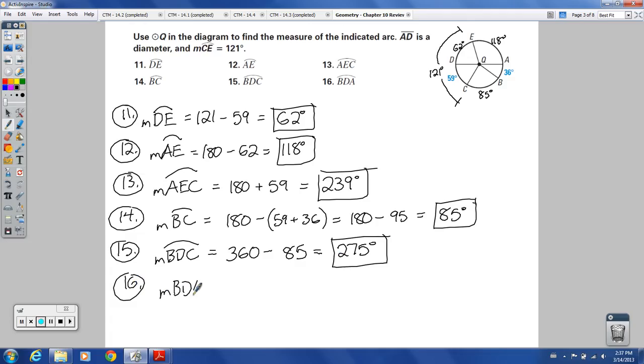And finally, the measure of BDA, going from B through D to A, you're going to be taking 360 minus this little arc right there, 360 minus 36, which will give you your final answer of 324 degrees for that one.